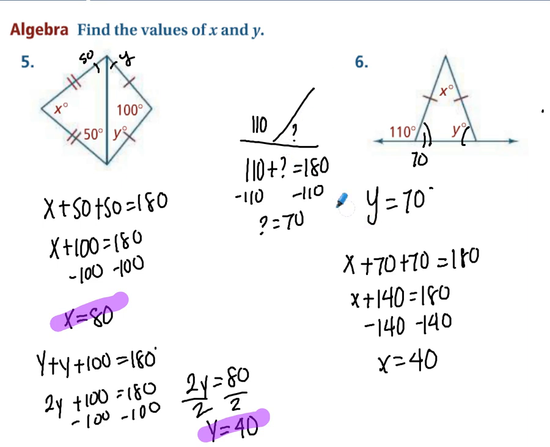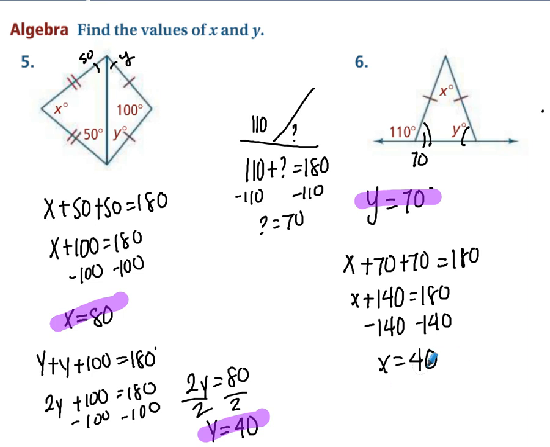Because this is an isosceles triangle, these two bottom angles are congruent. So that means if one is 70, the other is 70, so y equals 70. To find x, I need to add up all my angles. So x plus 70 plus 70 is equal to 180 degrees. 70 plus 70 equals 140, so I subtract 140 from both sides and I get x is equal to 40.